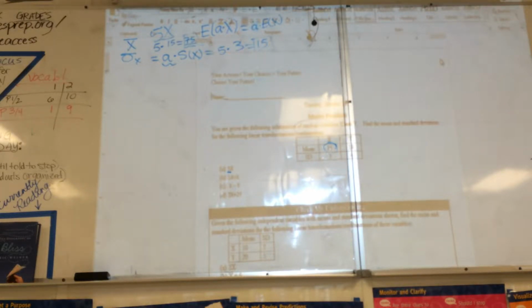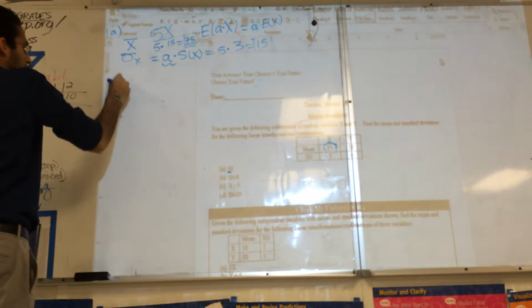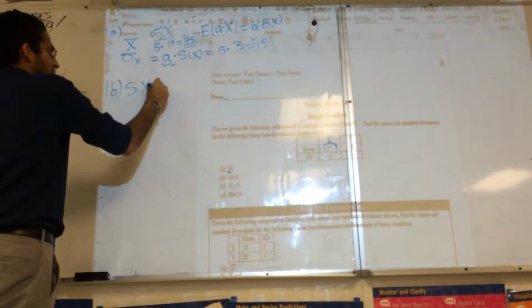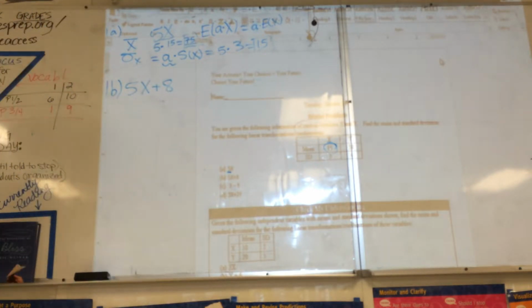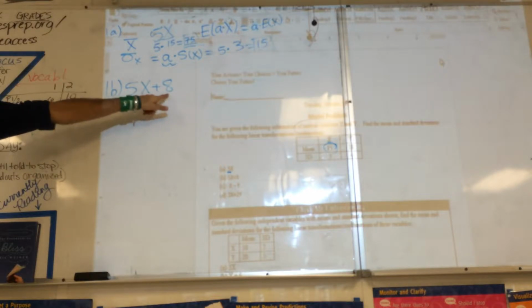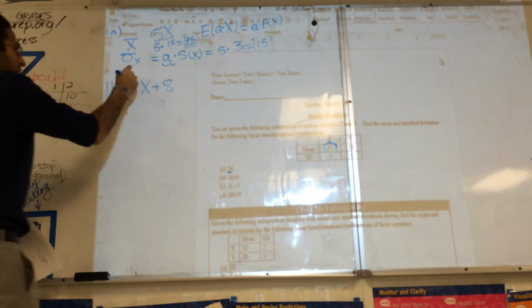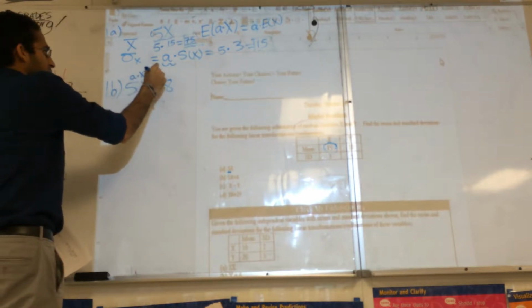All right. So the next one says 5x plus 8. So that means I'm multiplying by 5, then adding 8. So if you look at the formula sheet, this is formula row 2. Row 2 says I have a times x plus c.